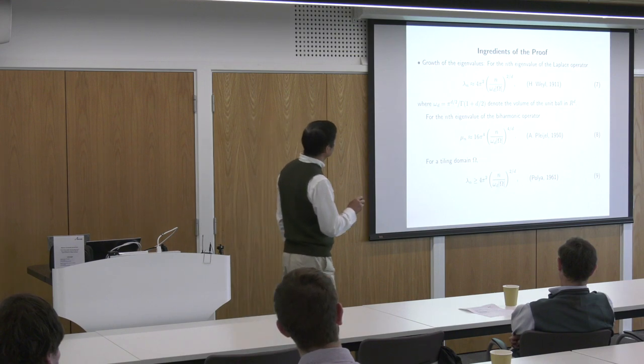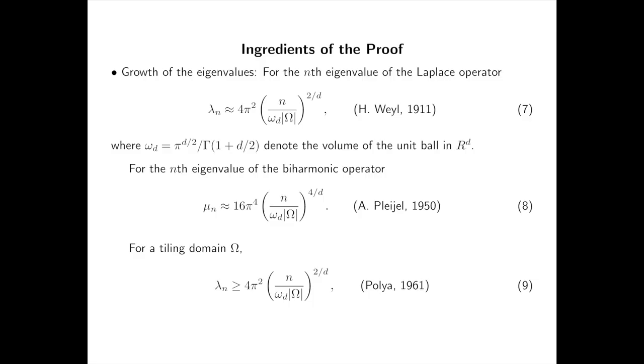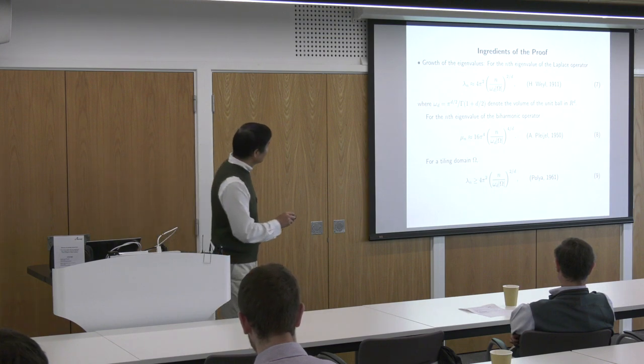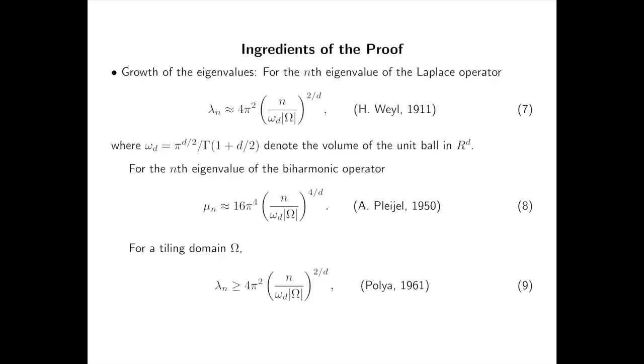But the Weyl's law, of course, involves the volume of the unit ball in R^d, any dimension, for the Laplace operator. And this is only asymptotic: n squared plus n over n squared goes to 1, but there's a difference in n, a very big one. Later on, for the tiling domain, the Pólya proof gives a lower bound. It's not asymptotic, it just oscillates; it's a lower bound.